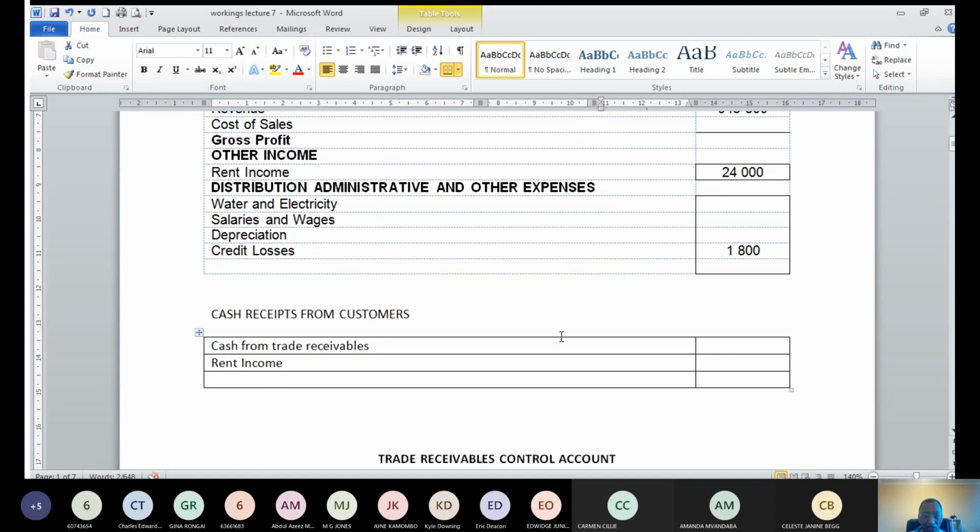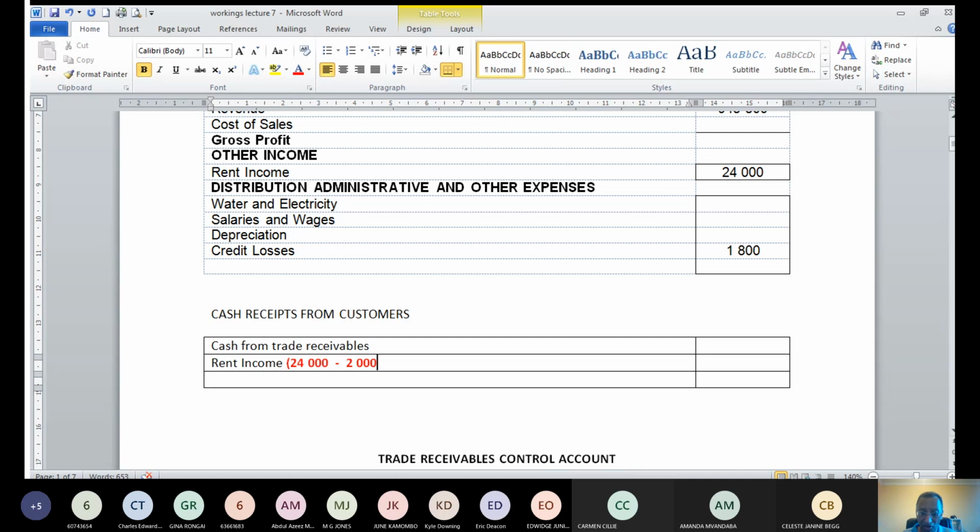If you want to calculate the amount that you have received from rent income, you take the amount that appears in your statement of profit and loss and other comprehensive income. You are supposed to have received the 24,000 Rand minus the 2,000 Rand. You subtract the 2,000 because that is your amount of accrued income at the end of the year. You did not receive the 2,000 Rand, because we are now calculating exactly how much cash we received from rental income.